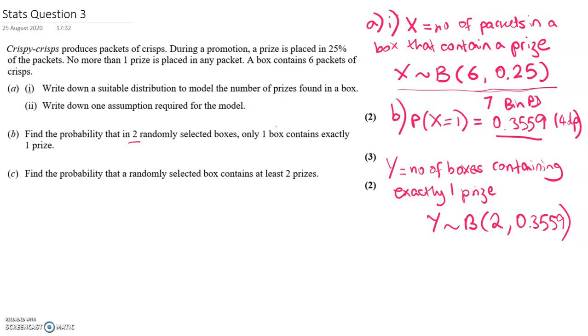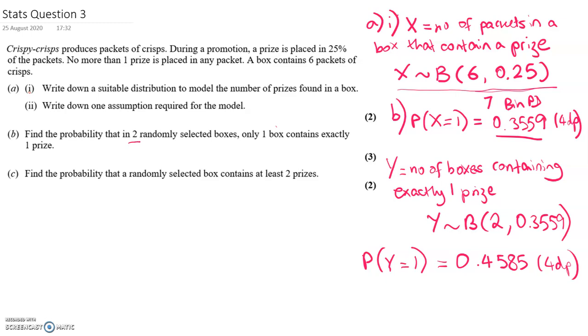Okay, so we are asked to work out the probability that only one of them has exactly one. So we need to use the PD function again on the calculator, but you obviously have to change your n and your p. And that's the answer that you get.